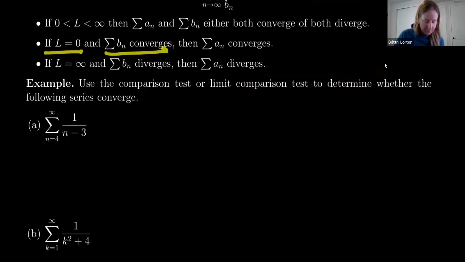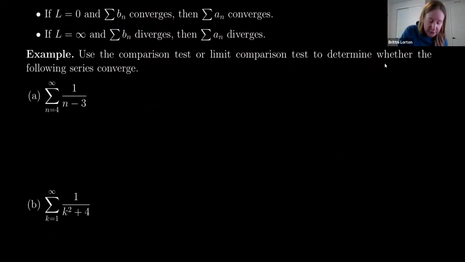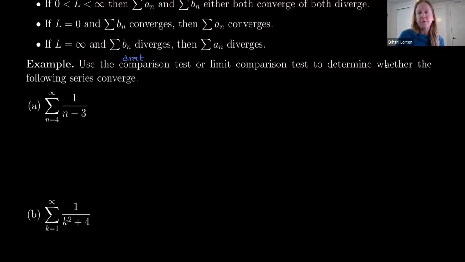Okay, let's do an example. Use either the direct comparison or the limit comparison test, and maybe we can write that down. This regular comparison test is often called a direct comparison test, to determine whether or not the following series converge. We'll start off with the sum from n equals 4 to infinity of 1 over n minus 4.